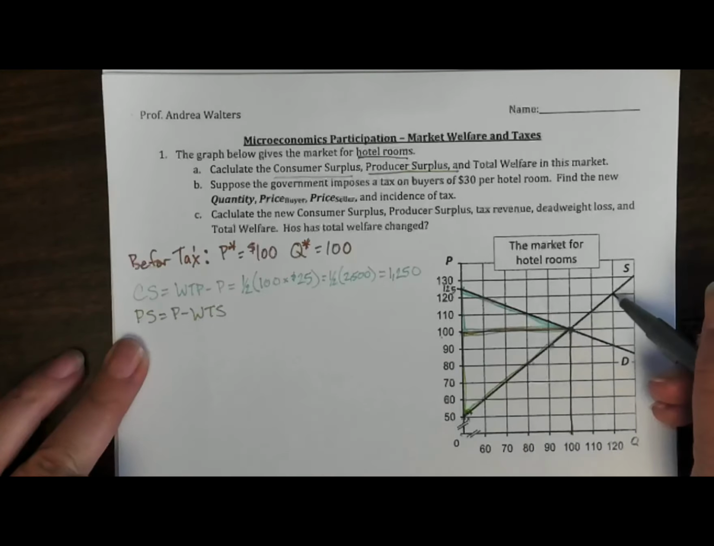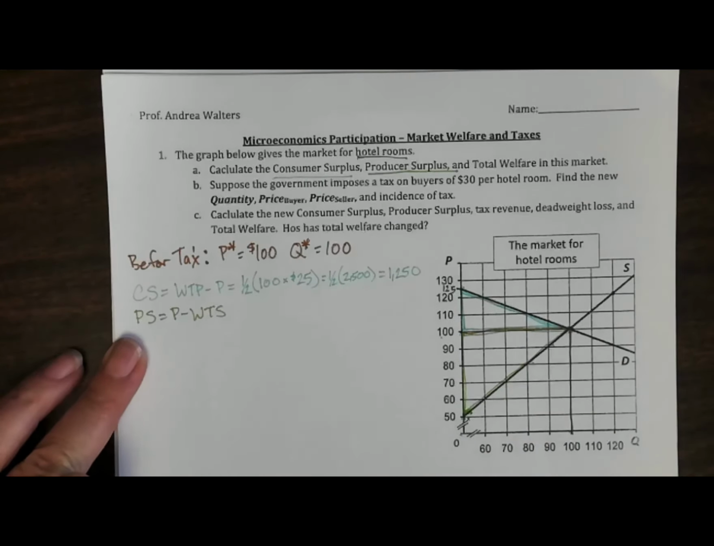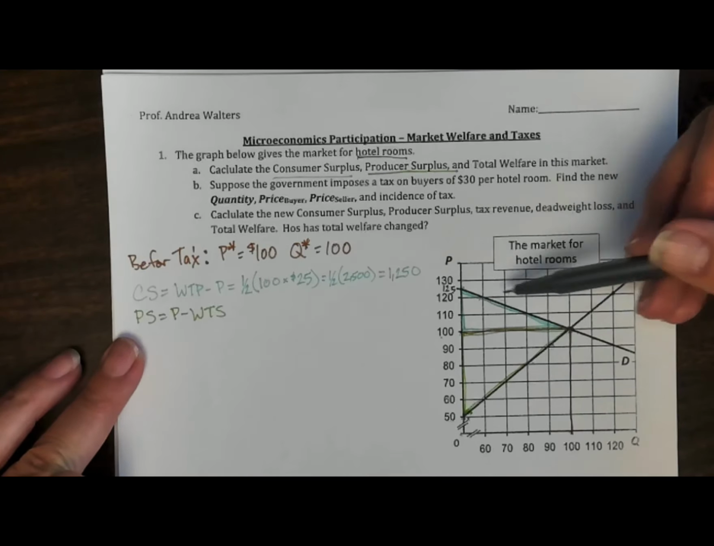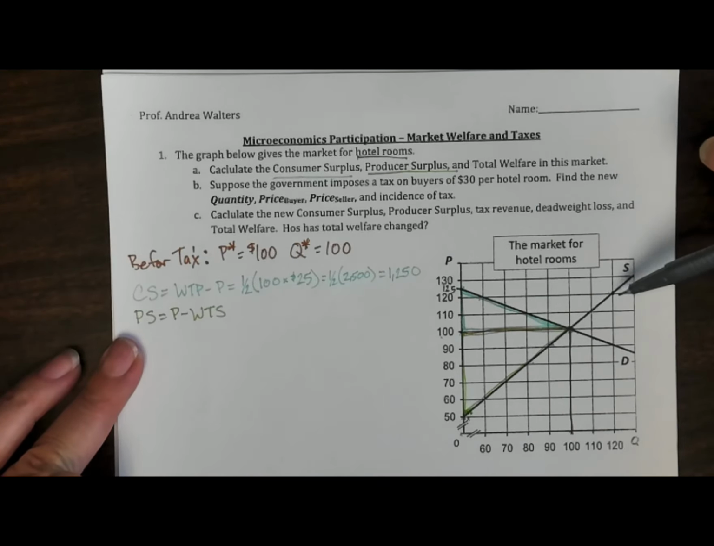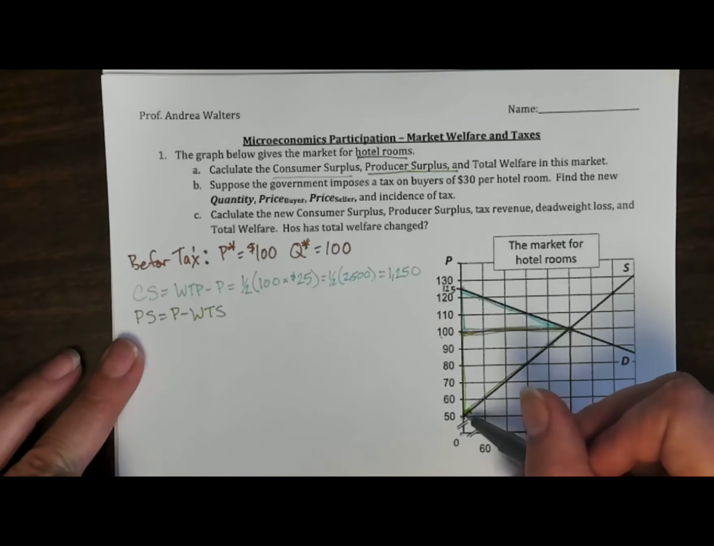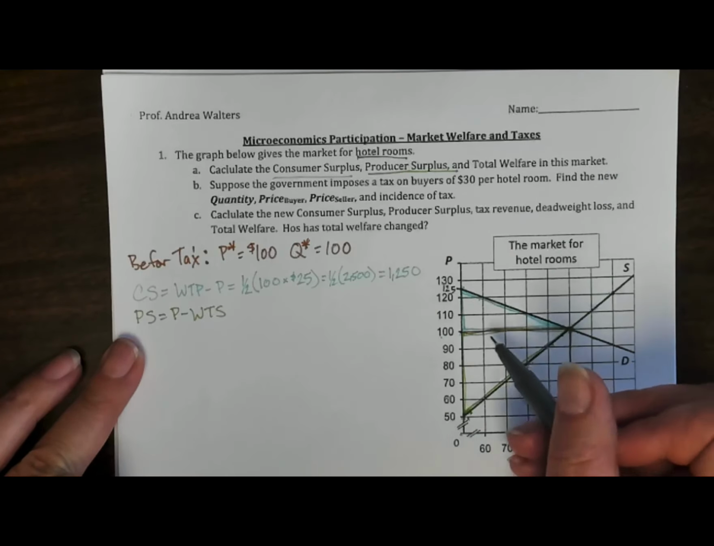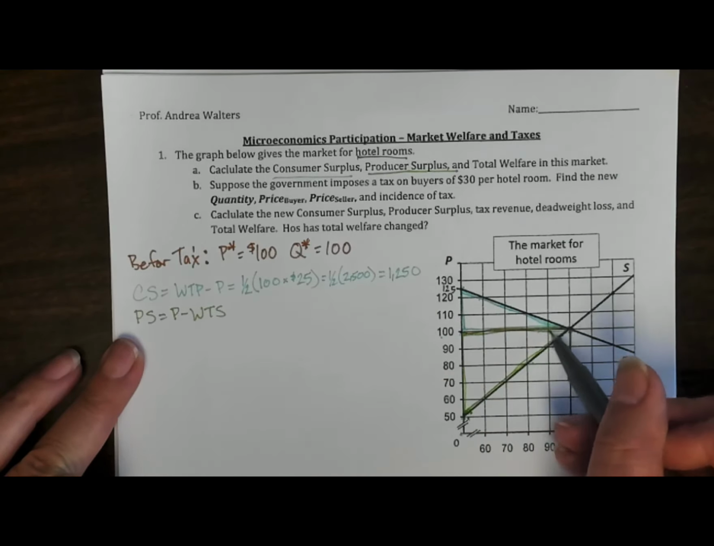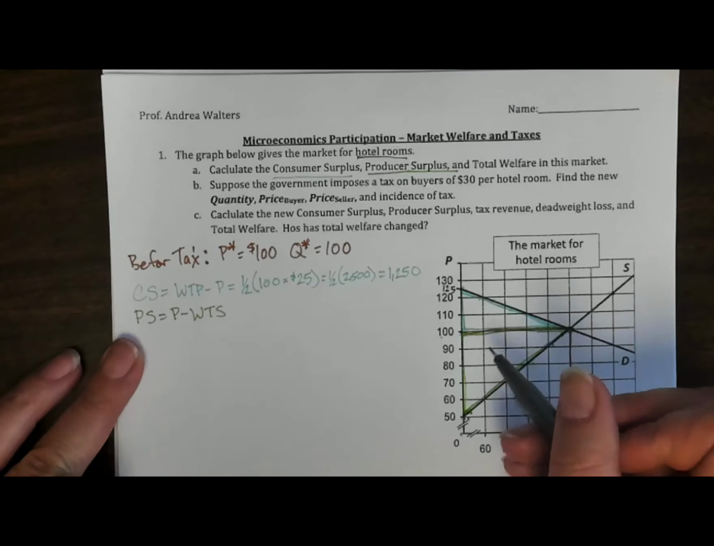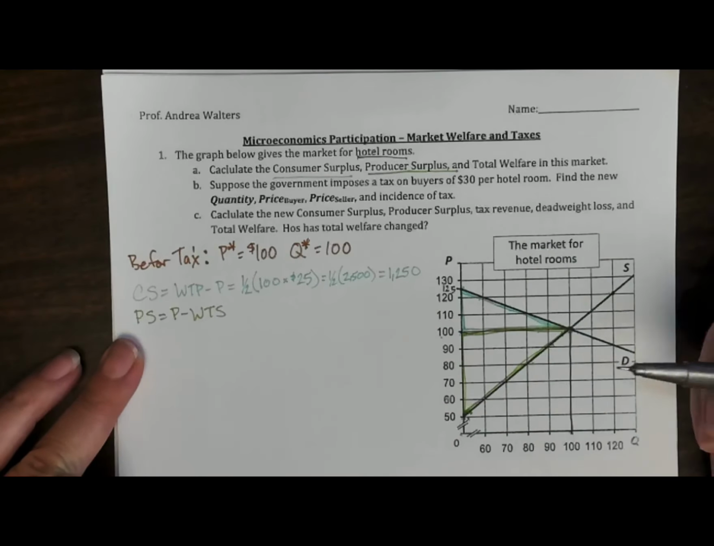There are firms up here who could produce a hotel room for $120, but they don't enter the market because they're just not as efficient, right? No one wants to pay, or very few people want to pay $120 for a hotel room. And so what we have is just the most efficient consumers entering the market, the most efficient producers entering the market first, and all of them charging that price.